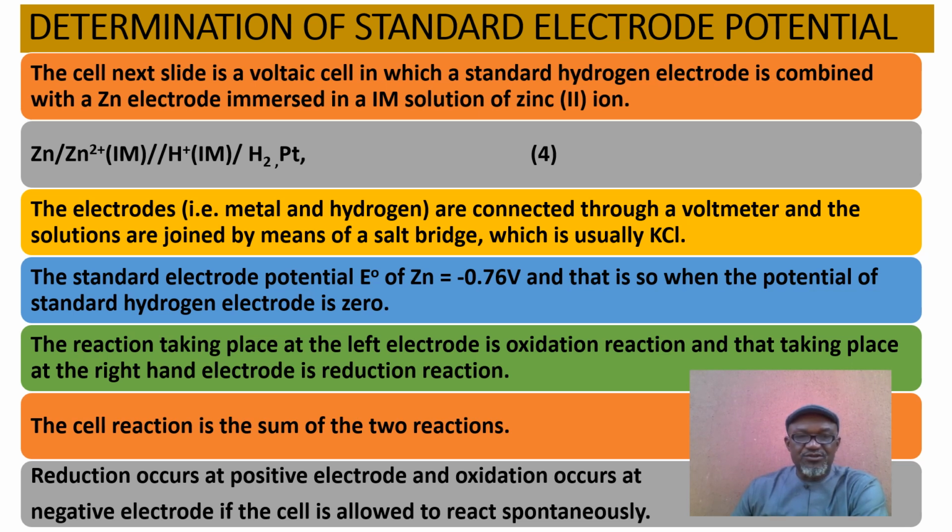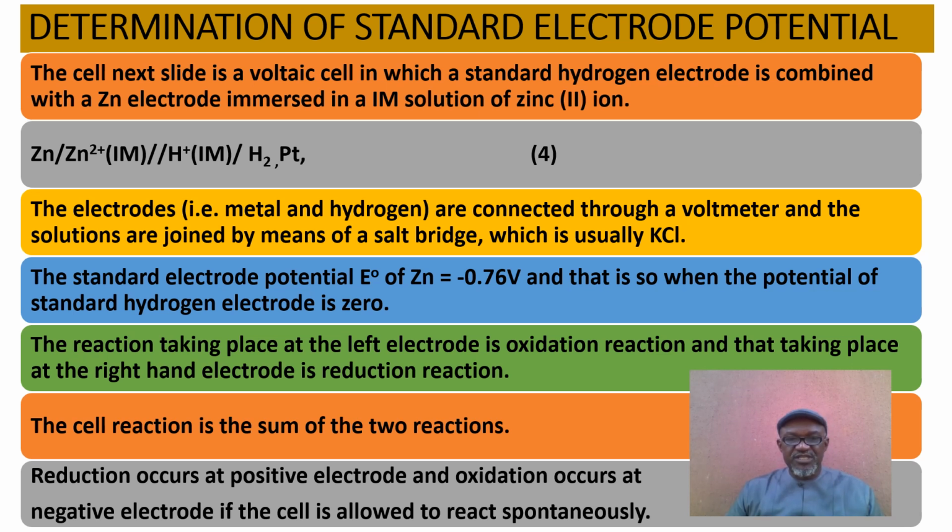The left-hand electrode and the right-hand electrode are separated by double slanted lines, which is the salt bridge, or can also represent a porous partition. The electrodes, that is metal and hydrogen, are connected through a voltmeter, and the solutions are joined by means of a salt bridge, which is usually KCl.